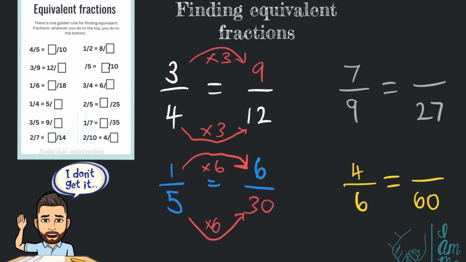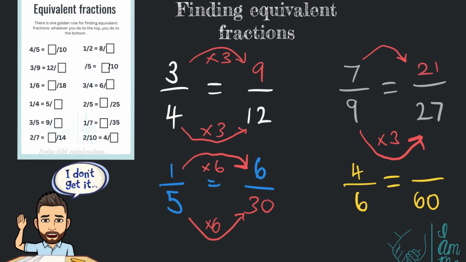Then I've got the grey. 7 times, well actually I haven't got the top, I must do the denominator again. How many 9s go into 27? What do I times 9 by to make 27? I multiply it by 3. I also multiply the top, which makes 21.